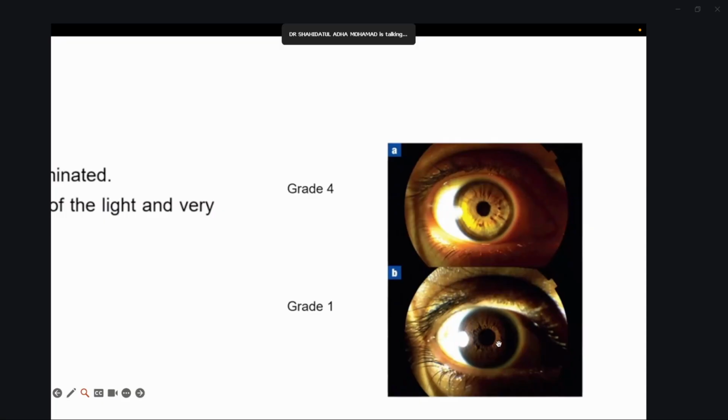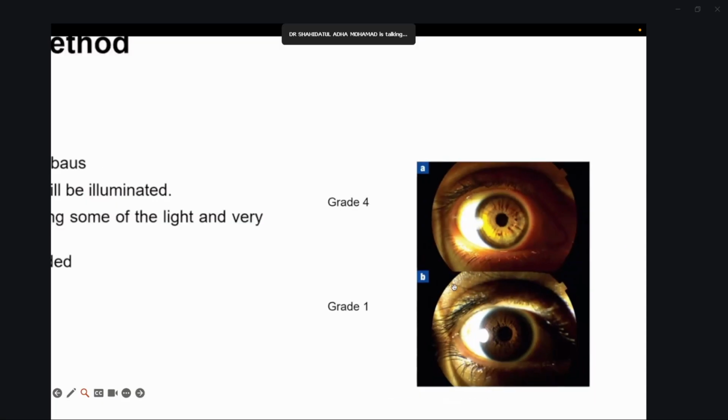Sorry, it is grade 1. So grade 4 is actually the wide open. Grade 1 is actually the shallow angle.